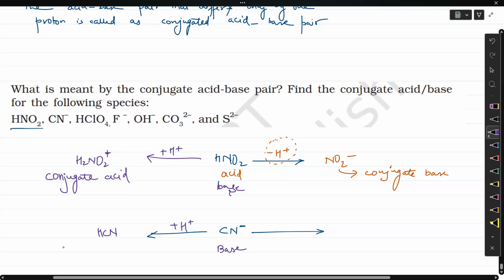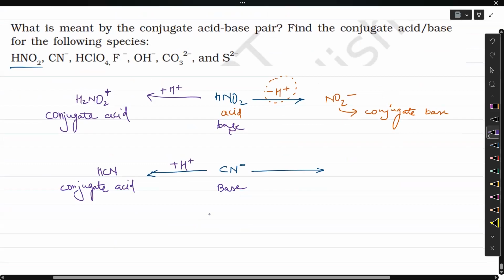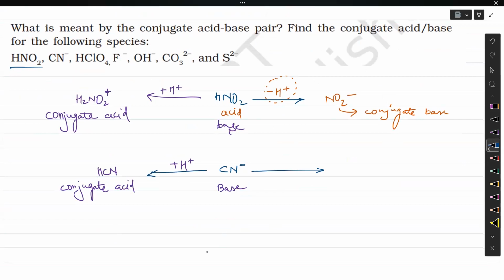HCN. So it will be a conjugate acid or conjugate base? Conjugate acid. Correct. That is an acid-base pair. Is it clear? Yes, sir. One last example. I hope it is clear to you.